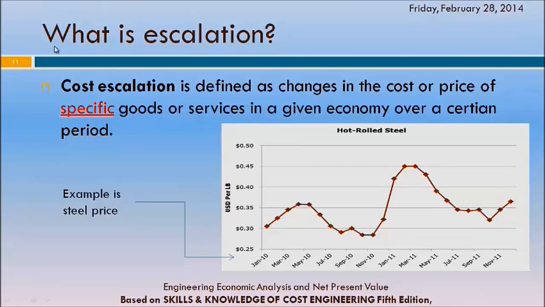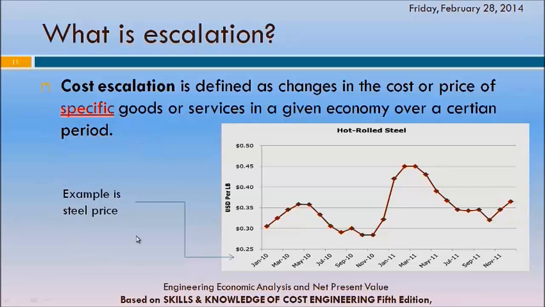Okay, now another term: escalation. What is escalation and what is the difference between escalation and inflation? Escalation is defined as the change in cost or price of specific goods or services in a given economy over a certain period. So what's the difference? I don't know, maybe somebody could catch the difference. The difference is this: specific item, specific goods. When we talk about inflation, we are talking about the general economy, all over the country, several goods. But when we talk about escalation, we're talking about a specific item.